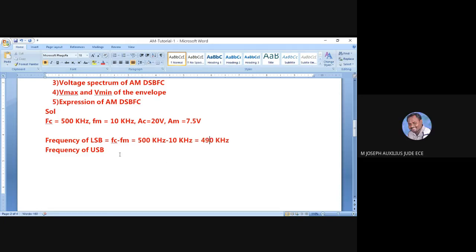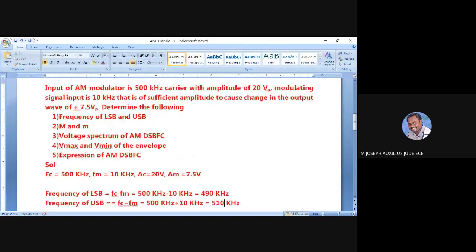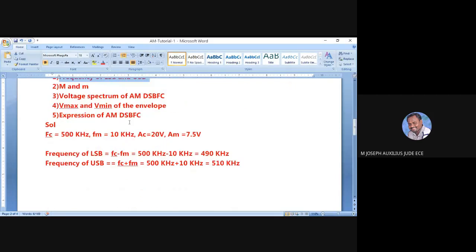Then for the upper sideband, what might be the value? The formula is the same, but it is Fc plus Fm. So it is 510 kilohertz. So in the first solution, you have determined the frequency of the lower sideband and upper sideband. This is the formula to calculate them.